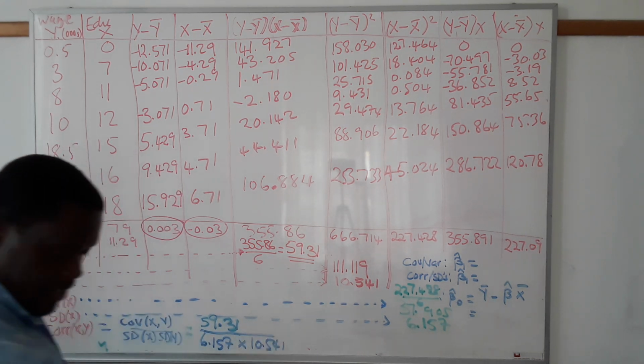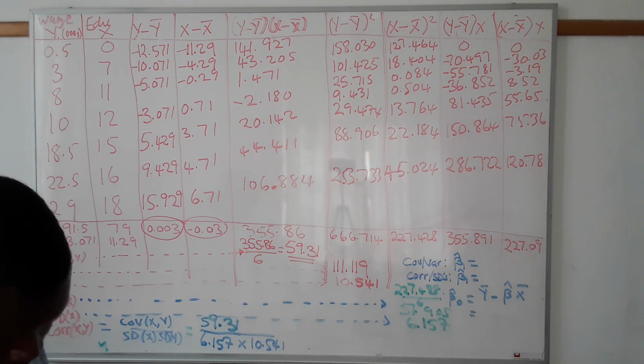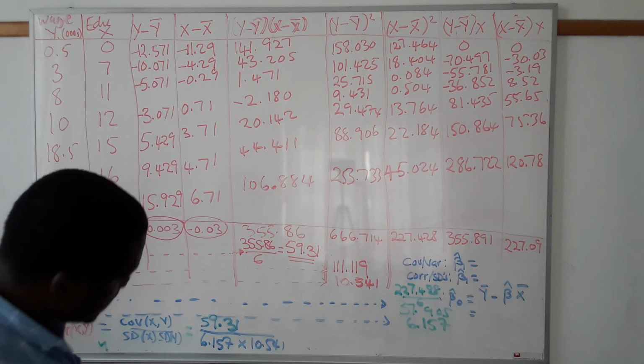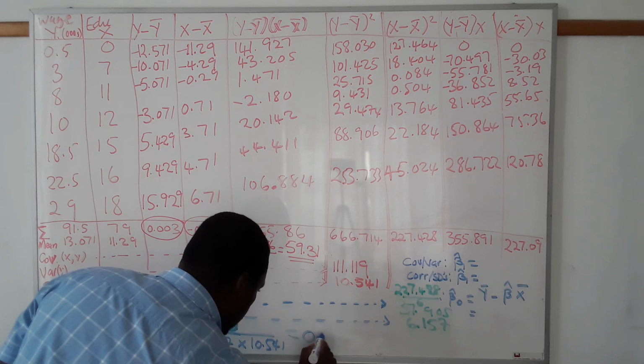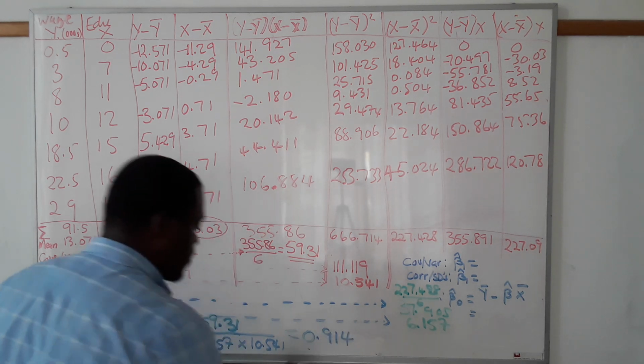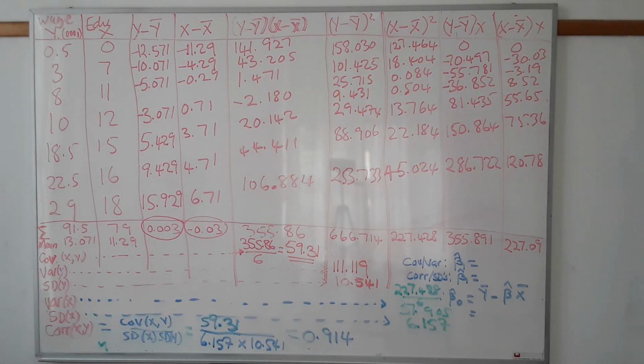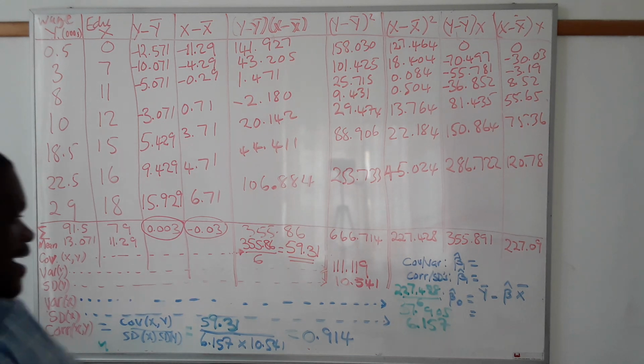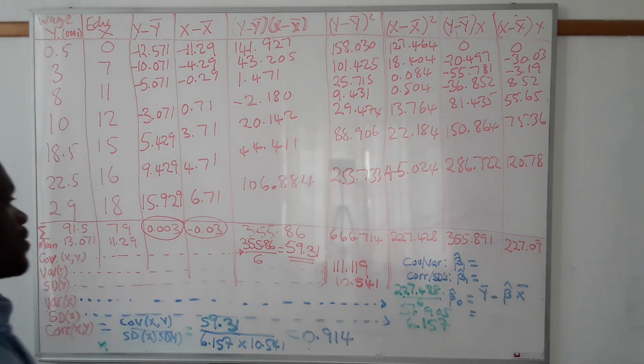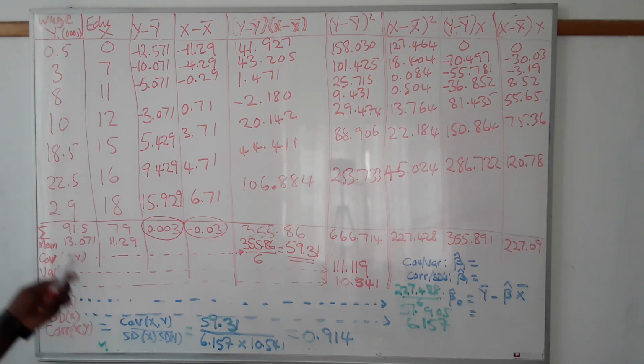The answer that you get should be 0.914. We did this yesterday. You can see that this is a highly reliable positive association between education and wages. Now, we have all the ingredients we need to calculate our coefficients.